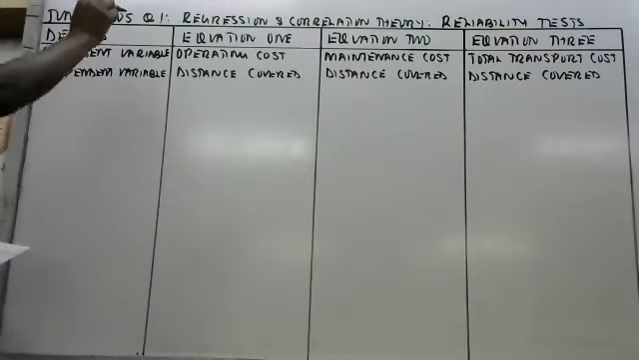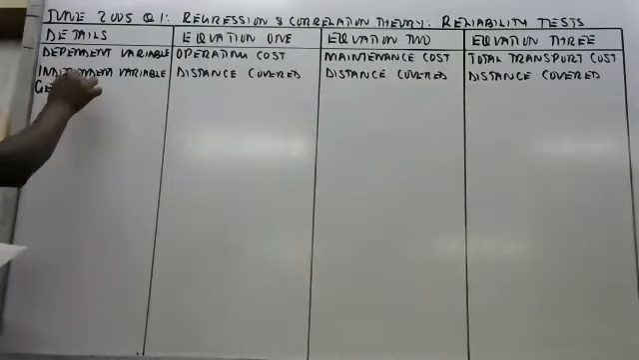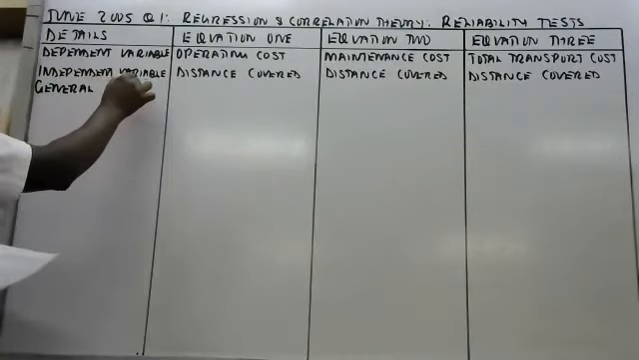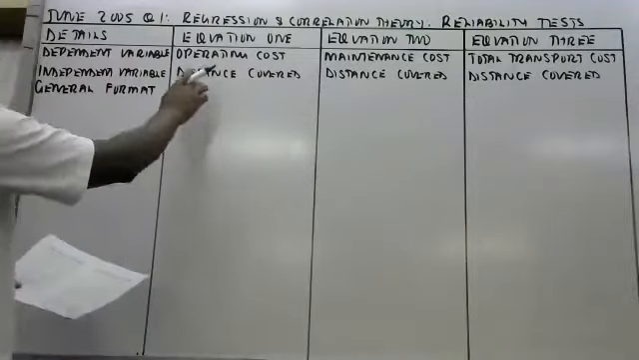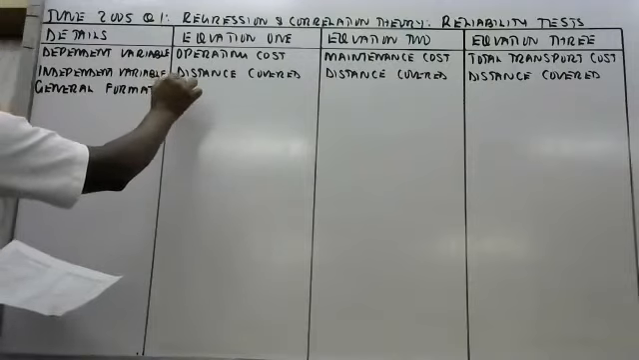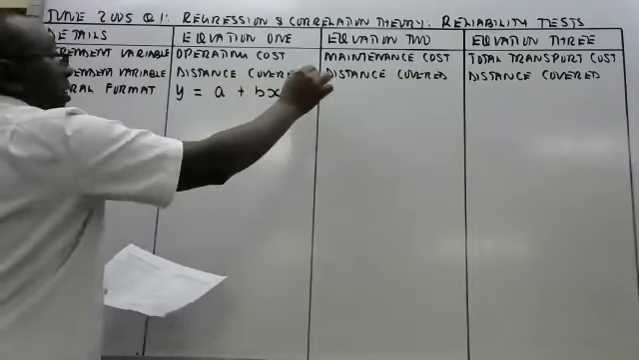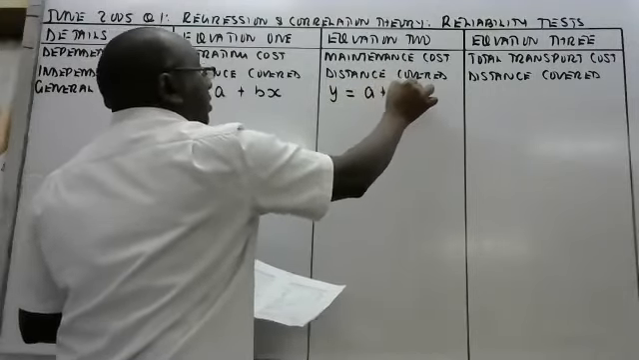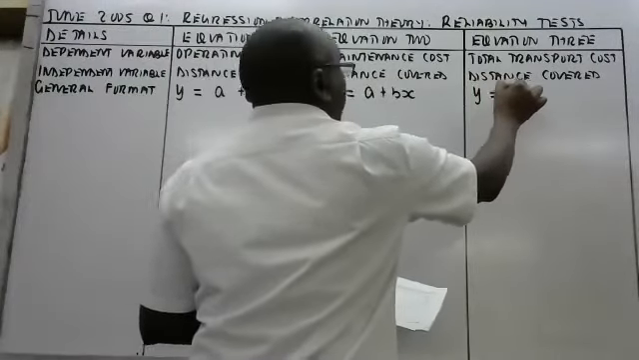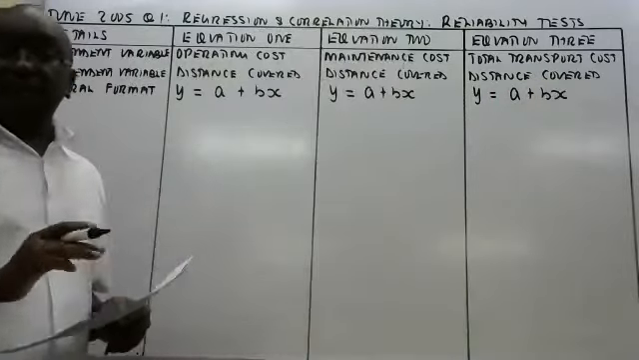The next thing is the general format. When you have one independent variable, the general format we know is y is equal to a plus bx. The same case here, y is equal to a plus bx. And the same case here, y is equal to a plus bx. That is the general format.